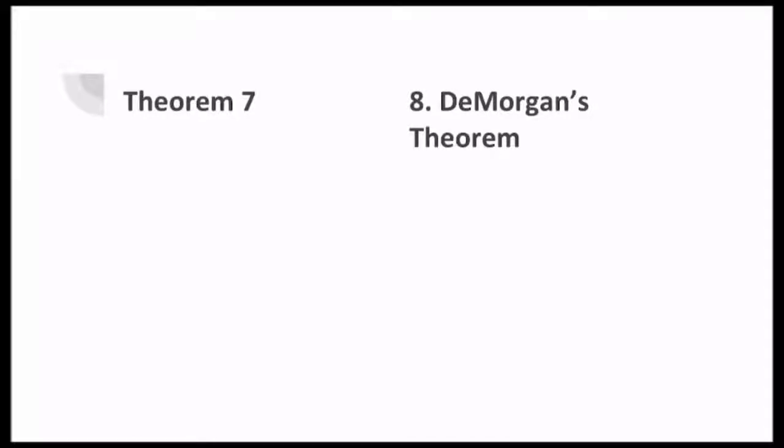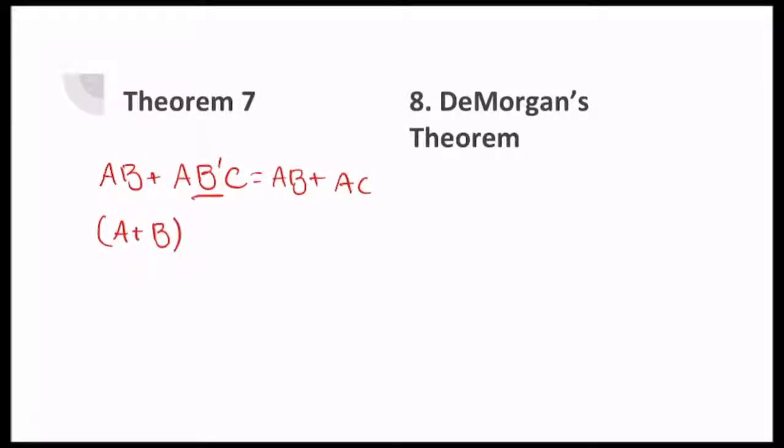Theorem number 7. It tells us that when we have a sum of products like this, the inverted variable disappears in the result. And in the same way, when you have a product of the sums, this variable disappears.